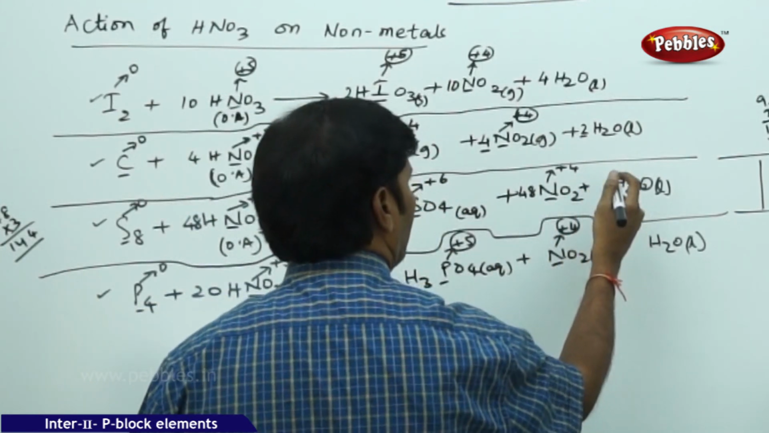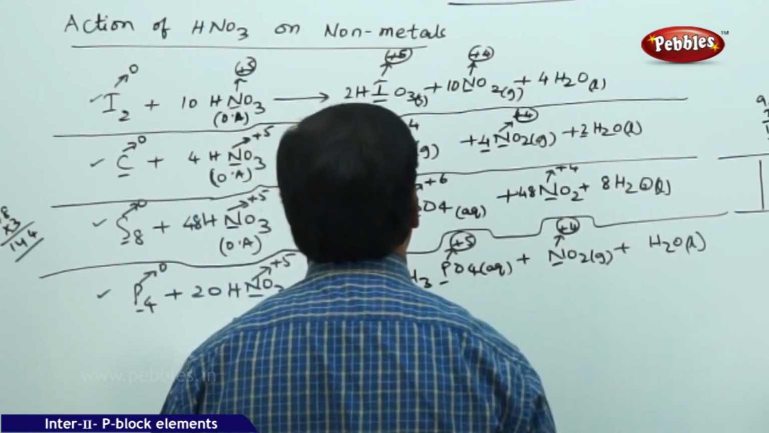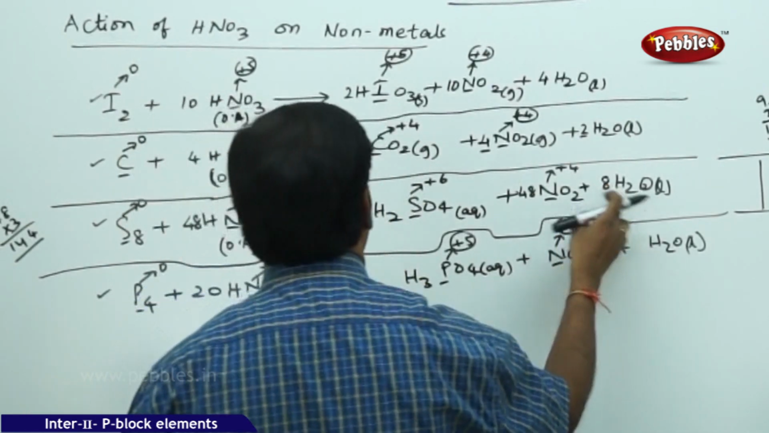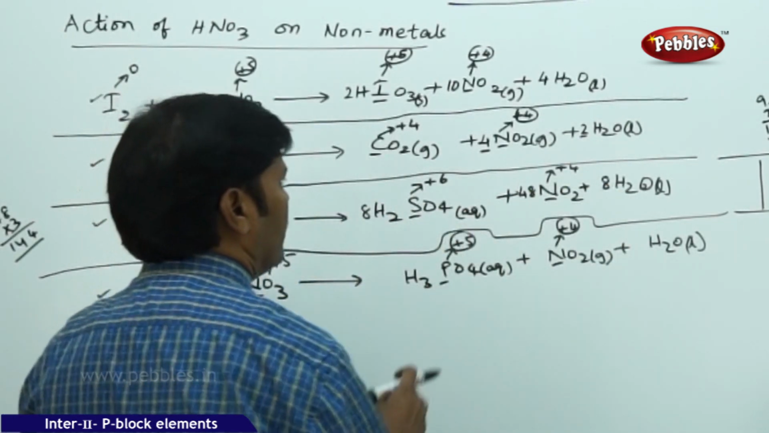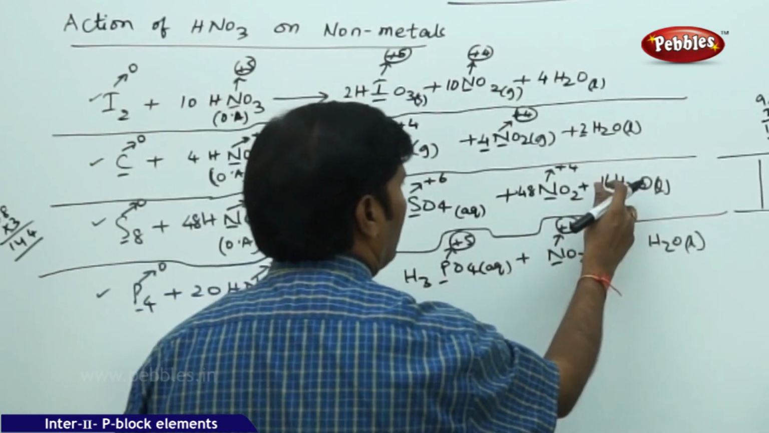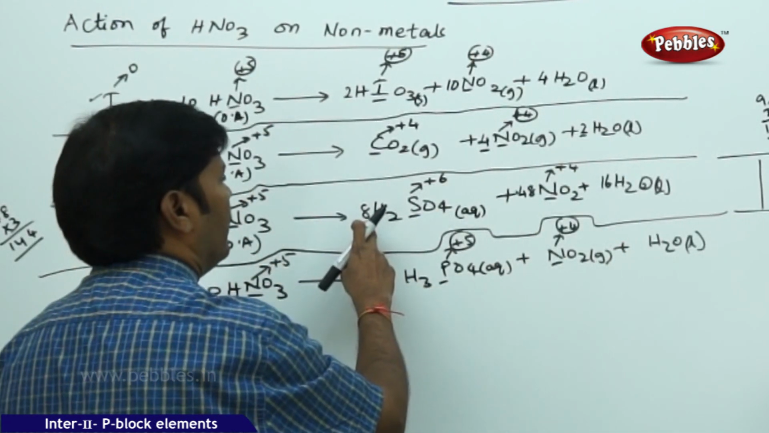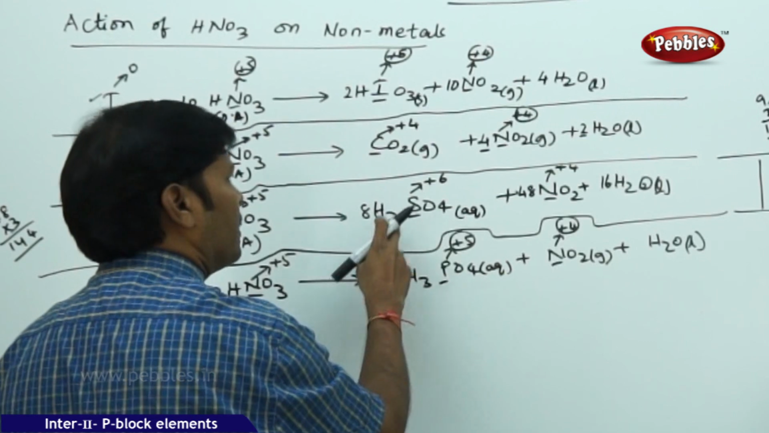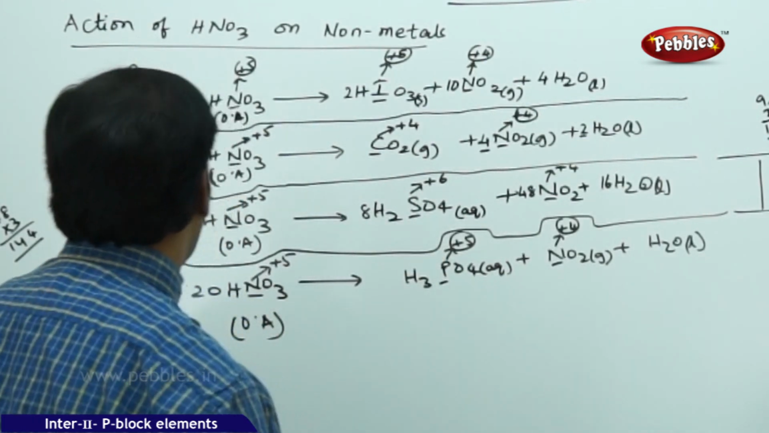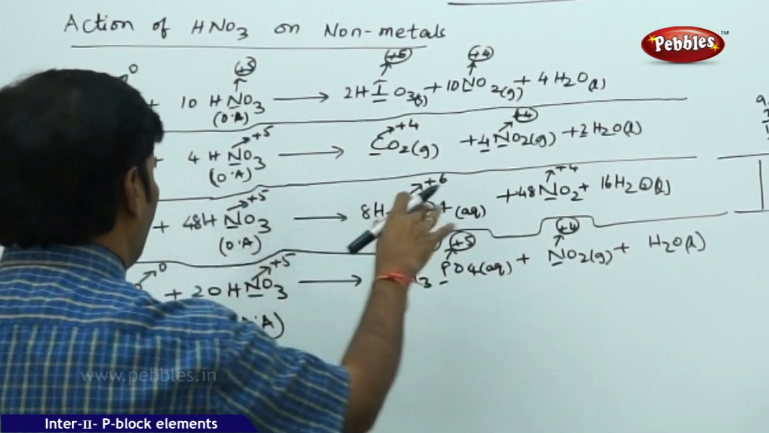So if I am going to take 8 here, 8 times 2 is 16. Here we have 48 hydrogens. 16 times 2 is 32 hydrogens, and we have another 16 hydrogens. So 32 plus 16 is 48. Yes, the entire reaction is balanced altogether. At last we have balanced the equation.